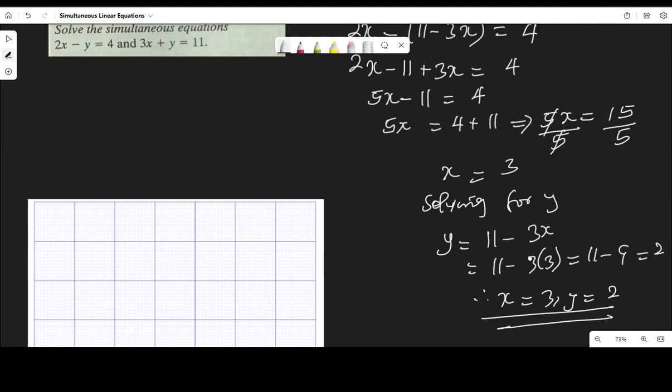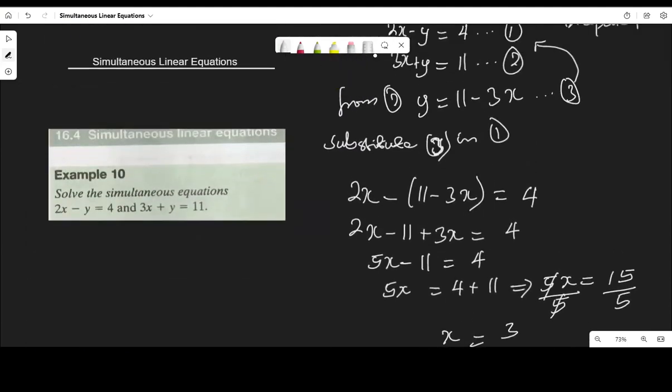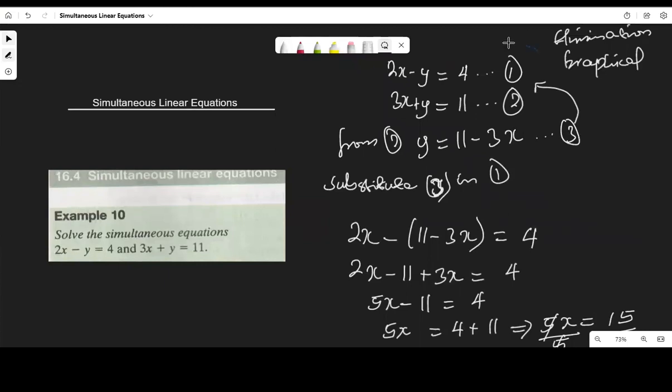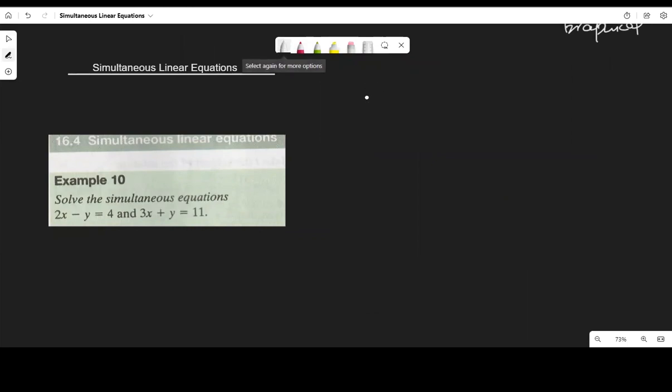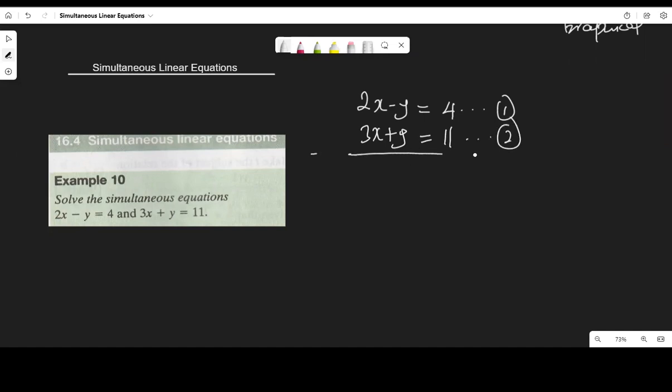This is by substitution. Now I'm going to use elimination to solve the same question so that we'll see what we'll get. I'm using elimination now to solve the same question: 2x minus y is equal to 4, equation 1. Then 3x plus y is equal to 11, equation 2. I'm going to eliminate y, since the coefficient of y in both equation 1 and equation 2 are 1.